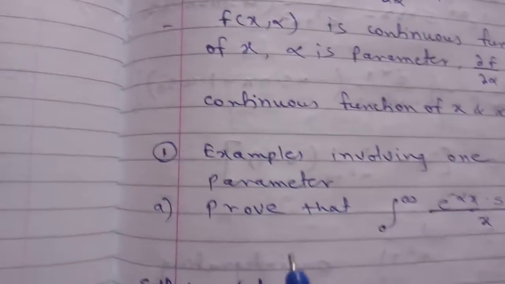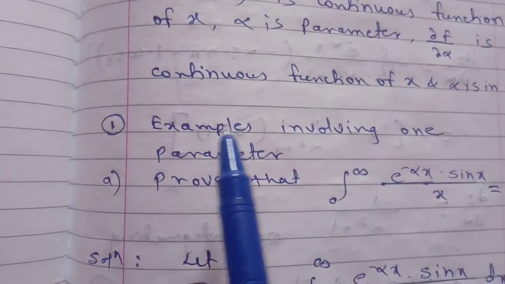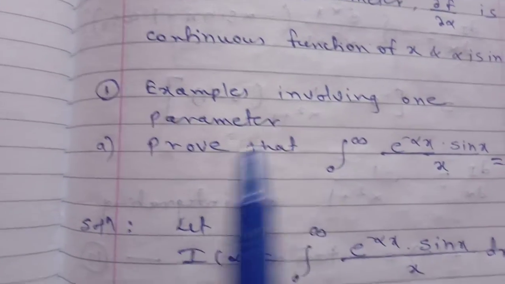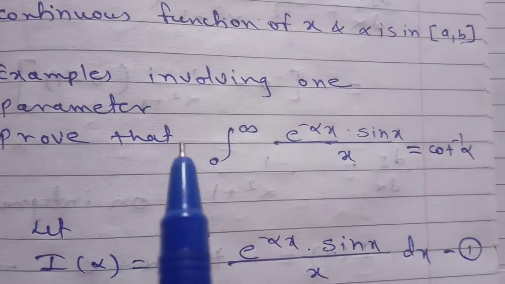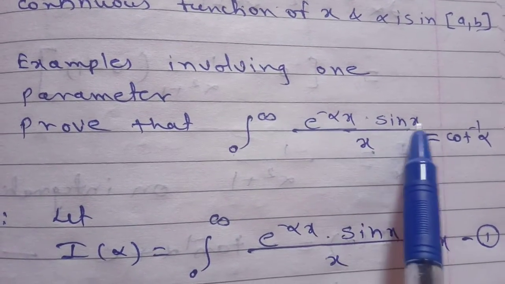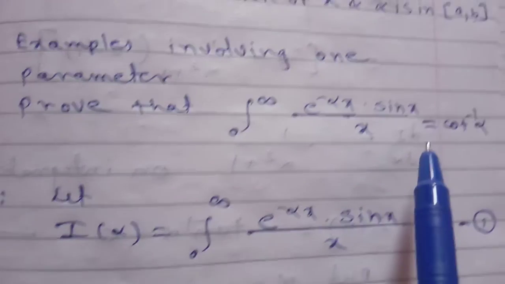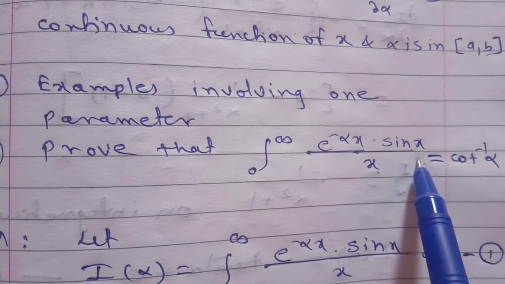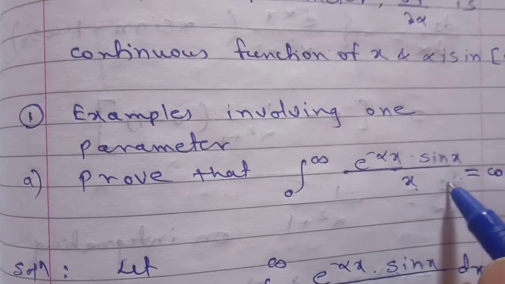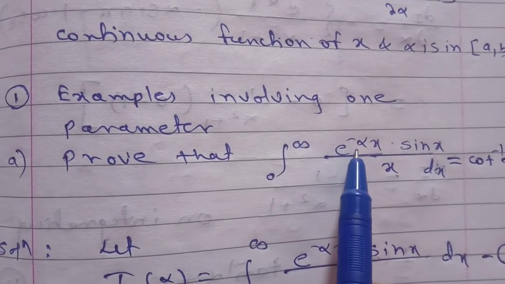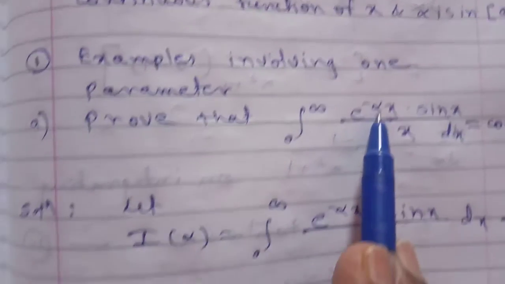Let us take one problem. Example involving one variable, one parameter. Prove that the integral from 0 to infinity of e raised to minus alpha x sin x upon x is equal to cot inverse of alpha. Here you have to identify the function integrated with respect to x. Integration with respect to x, then other than x is treated as a parameter. Here alpha is a parameter.